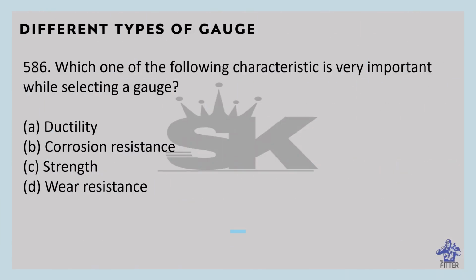Which one of the following characteristics is very important while selecting a gauge? That is wear resistance. Gauge should be wear resistant and the life of the gauge should be more. Gauge should not be ductile. Strength of the gauge should be more. Gauge should be corrosion resistant. So the most important one is wear resistance.